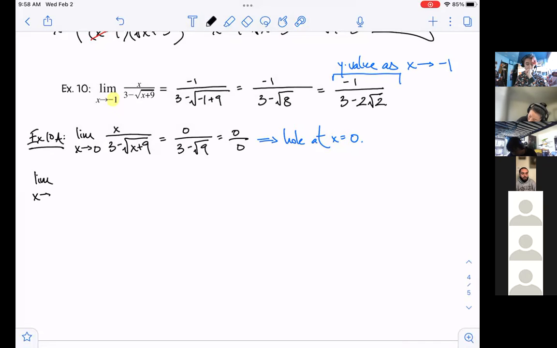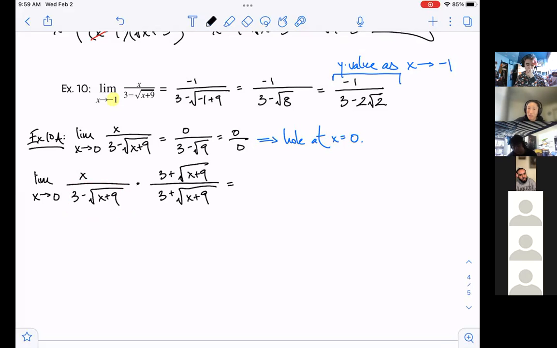So I have x over 3 minus the square root of x plus 9. What is it that I want to multiply by to start to change the form of this? Great. We want to find the one with the radical, and we want to write the conjugate of that, which is precisely change that sign, and change that sign.